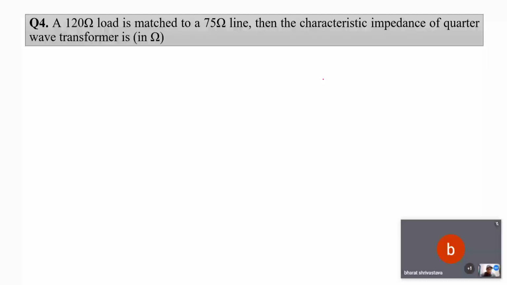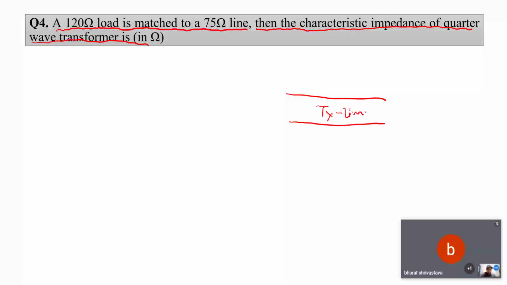So our fourth question is: a 120 ohm load is matched to a 75 ohm line. Then the characteristic impedance of a quarter wave transformer is? Suppose this is a transmission line and you have to add a load across this transmission line by using a quarter wave transformer. So this is the quarter wave transformer.